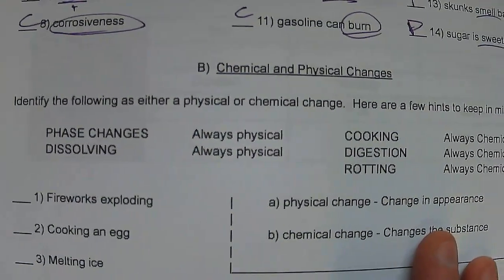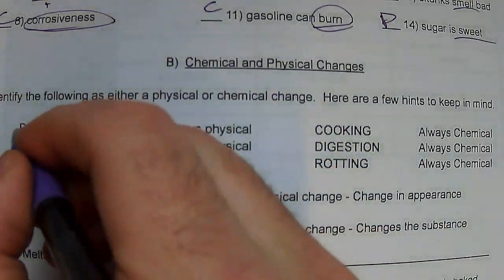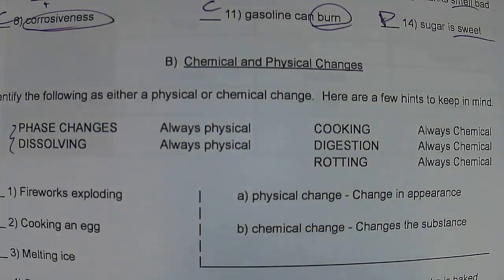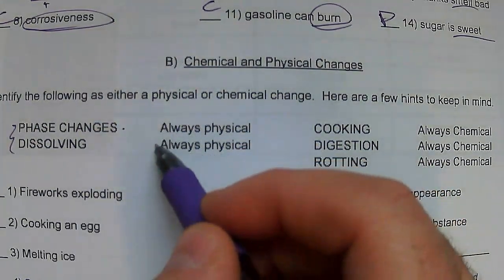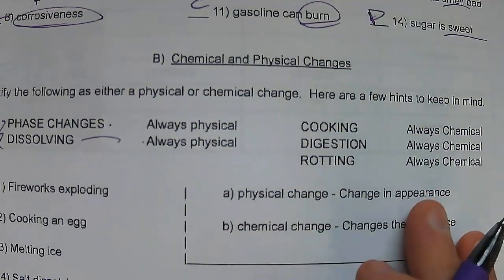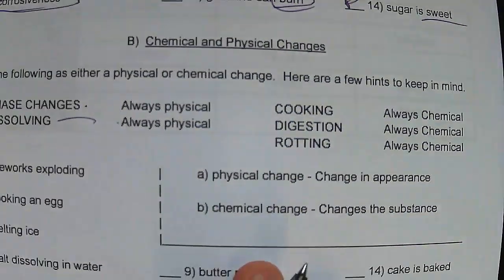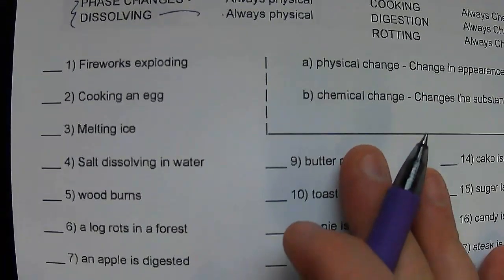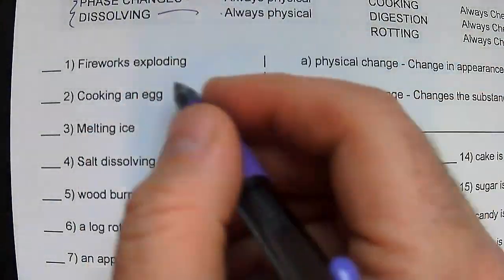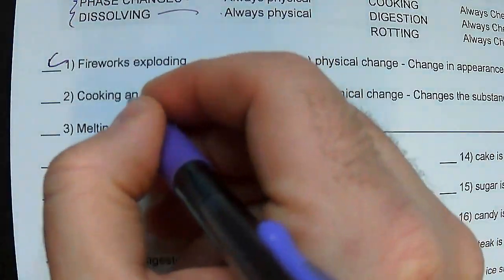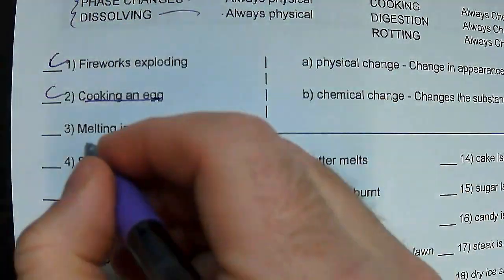Okay, so I give you all sorts of things that students have a hard time remembering. Any phase changes are physical, and dissolving is physical. Okay, cooking, digestion, rotting, always chemical. Okay, so let's take a look. Okay, exploding fireworks, that's chemical. Cooking an egg, that's chemical.